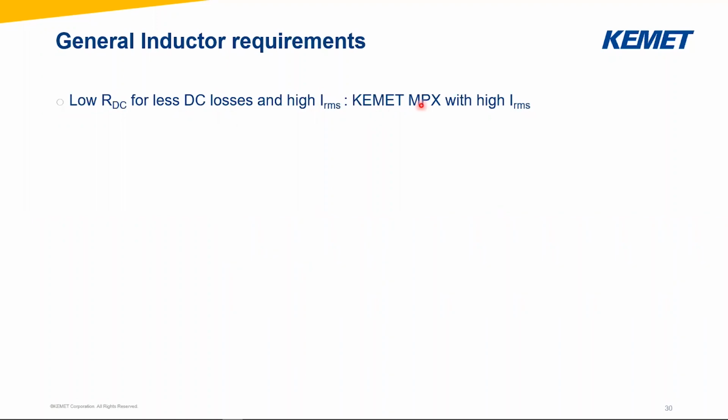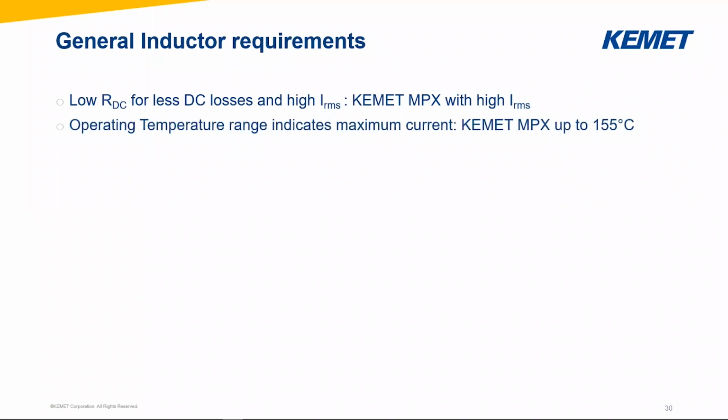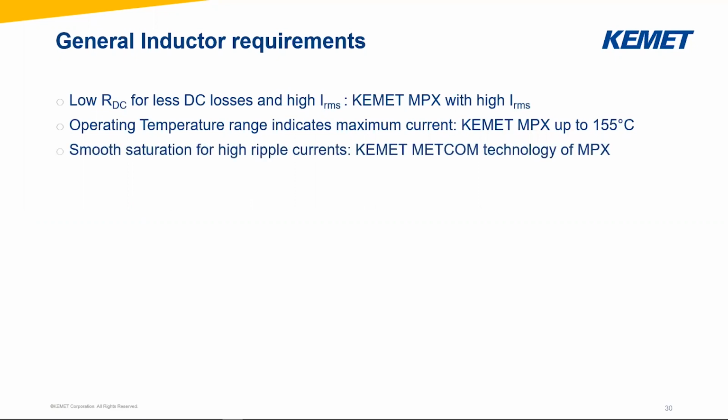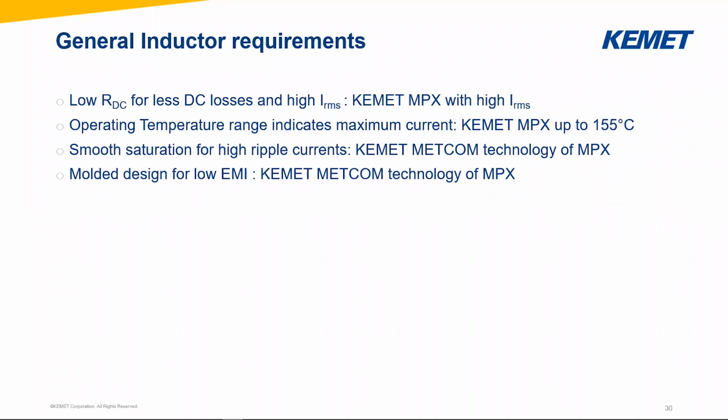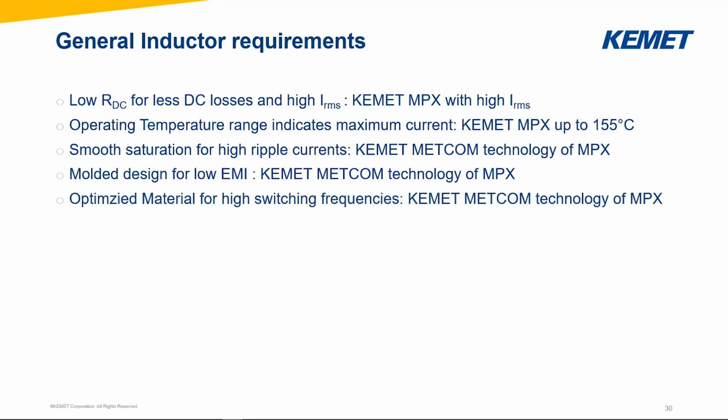Well, we have seen just in the picture before that we have a very high RMS with our MPX series. The operating temperature really indicates your maximum current. And we have seen in the picture before also, our KEMET MPX series goes up to 155 degrees. We need this smooth or soft saturation for high ripple currents, and this is given by our KEMET METCOM technology. And you should choose a molded design for low EMI. This is something I will show in one of the next slides. And for sure, you need an optimized material for higher switching frequency, to increase your frequency maybe up to 1, 2, or 3 megahertz.